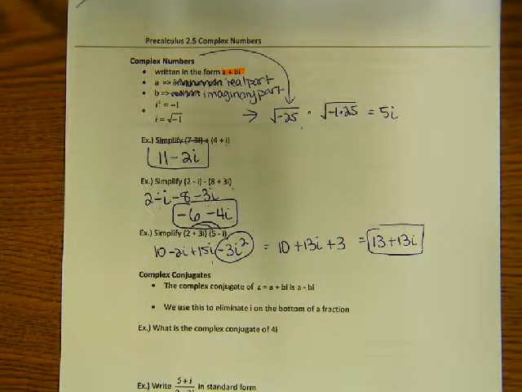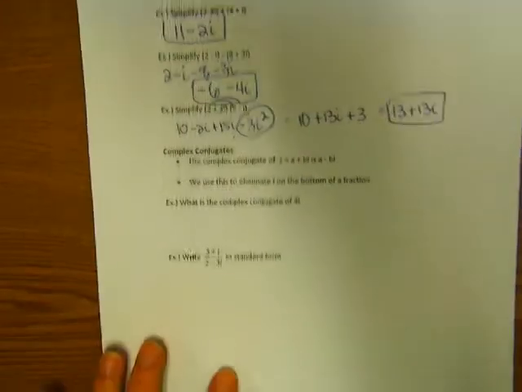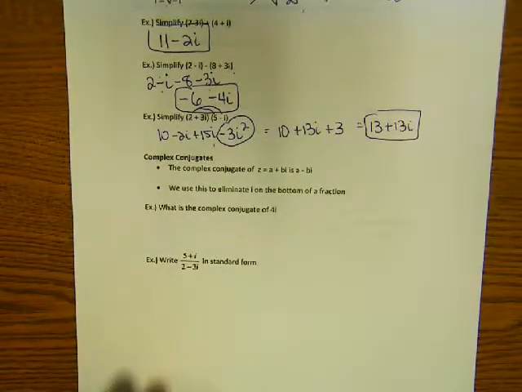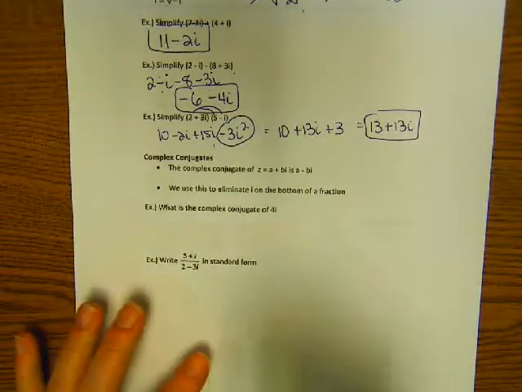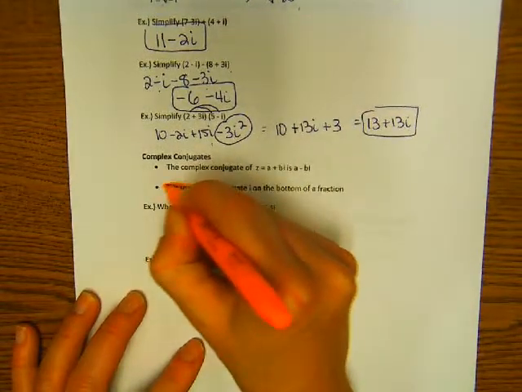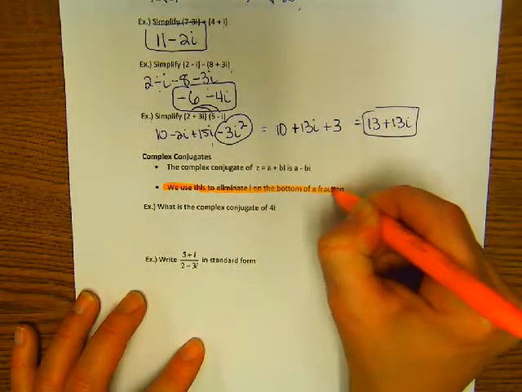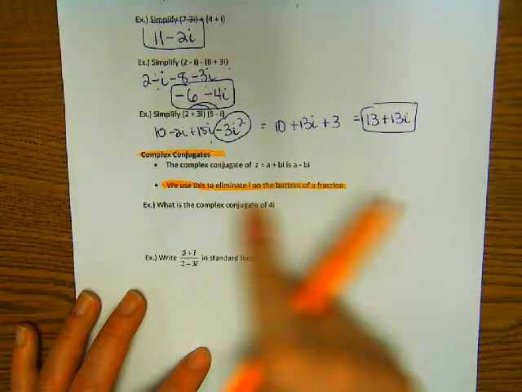Alrighty, questions on that so far? Alright, so that's how we add and subtract complex numbers. In a second we're going to talk about how we divide them. It is not proper, just like with fractions, to have a square root on the bottom. I don't know if you knew that. It is not proper to have an i on the bottom of a fraction. So we use something called complex conjugates to get rid of the i on the bottom of the fraction, and I'll show you how that works.